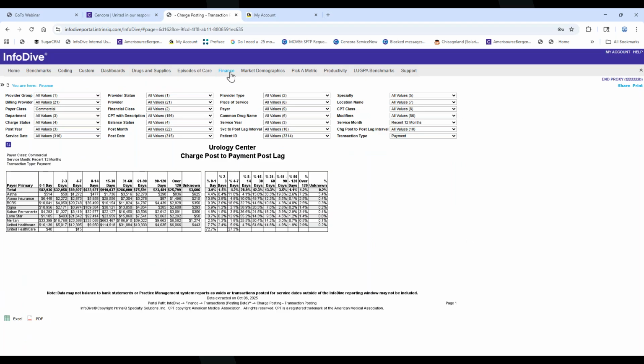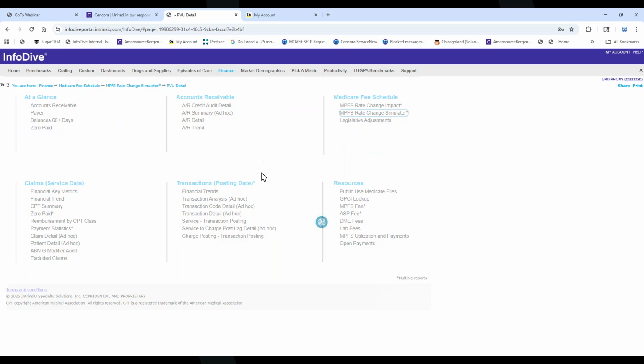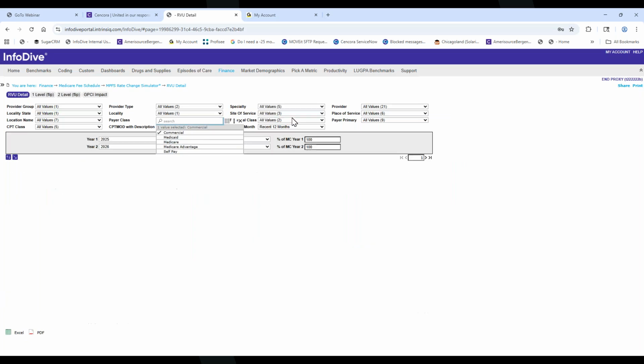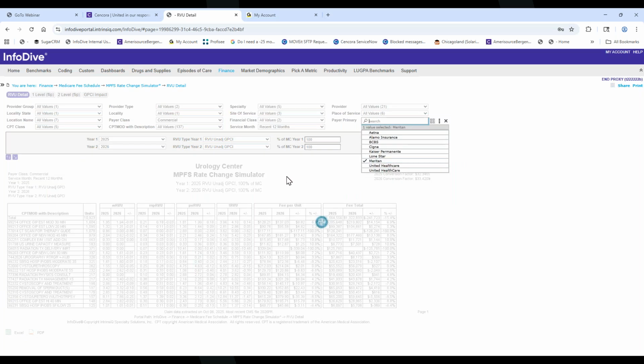All right, so we have a few more minutes. I want to go to this rate simulator report. This is that report where you're going to be able to compare your contracts. So you're going to be able to show Aetna. Let's say we're going to look at Meritan, right? So we're going to come over here, we're going to say commercial, and we're going to say, give me just Meritan, because this is who I want to negotiate with.